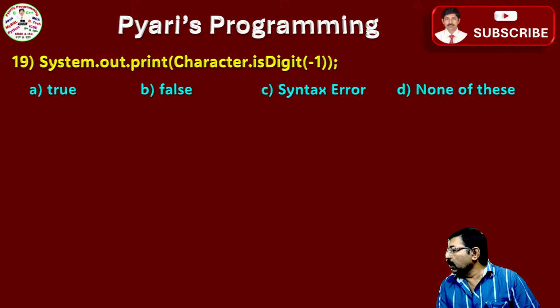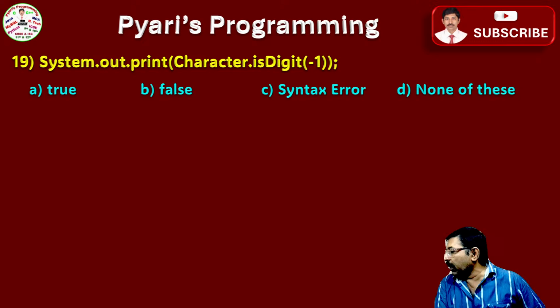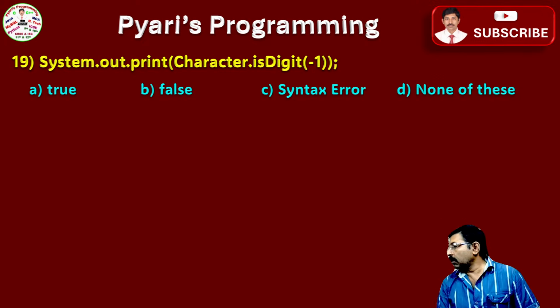So your class got delayed. I was seeing students answering question 19, but the slide was not visible. Now how are the students giving the answer for 19? Syntax error, because the method takes a character as a parameter, not a number. Okay.